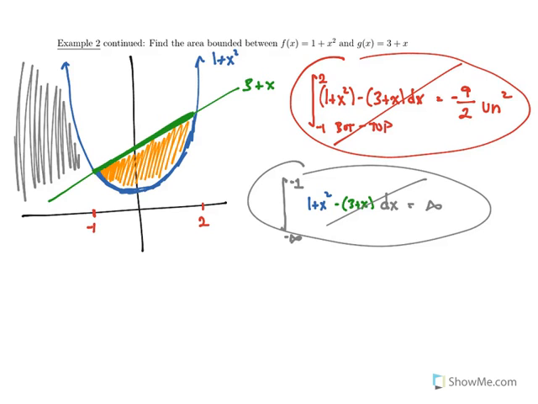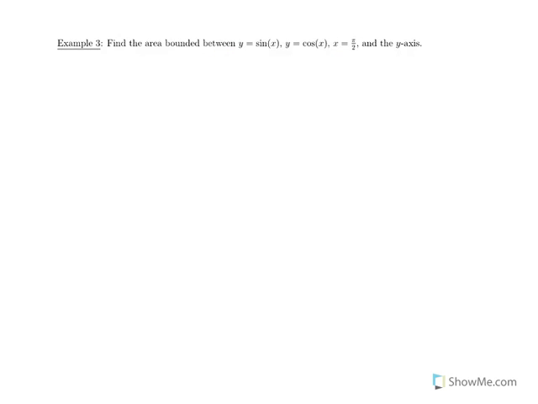All right, let's move on to a different problem here. Find the area bounded between y equals sine, y equals cosine, x equals pi over 2, and the y-axis. So we need to start by graphing these functions. The first one we have is the y-axis, also known as x equals 0.